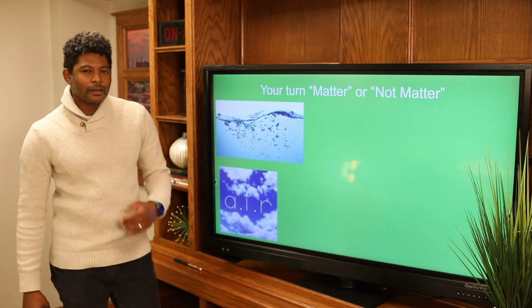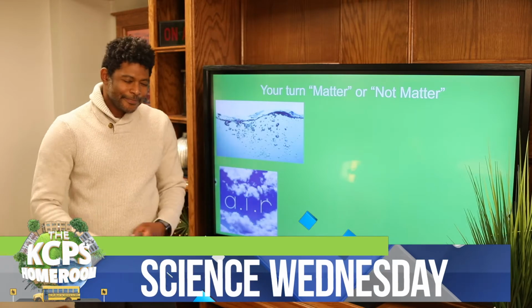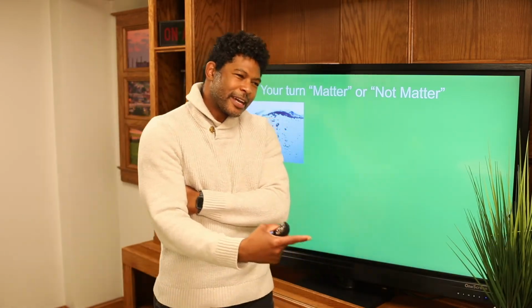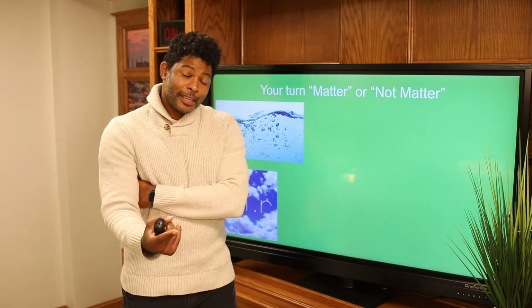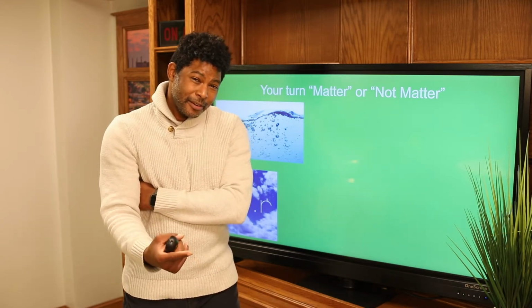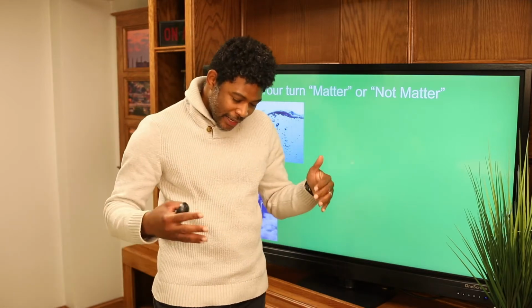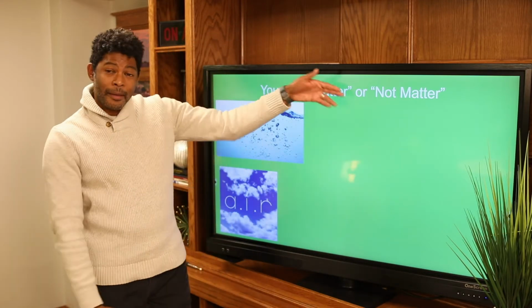Air. Oh, is air matter? Well, let me ask you a question. If you put air in your tire, what are you measuring it in? Pounds. Is pounds a form of weight? And is weight related to matter as far as mass? Yes, it is. And when you put that air in the tire, does it take up space? Yes, it does. So air is what? Matter.